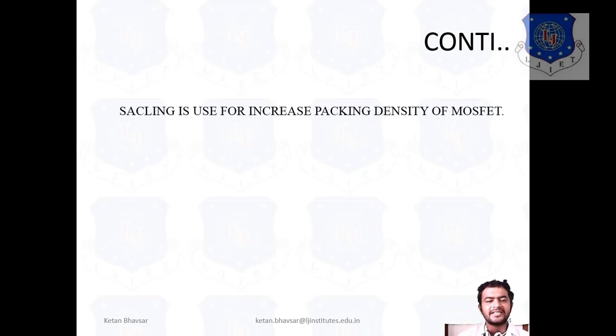Now the question arises in our mind: why do we use scaling? Scaling is generally used to reduce the dimensions of the transistor, and if you reduce the dimensions, then overall you reduce the size complexity of the transistor. As per Moore's law, if the number of transistors increases, then the performance of the chip increases. As per this law, we try to increase the packing density as much as possible, so we reduce the size and add more transistors. This packing density plays a main role when we talk about MOSFET characteristics or MOSFET scaling.